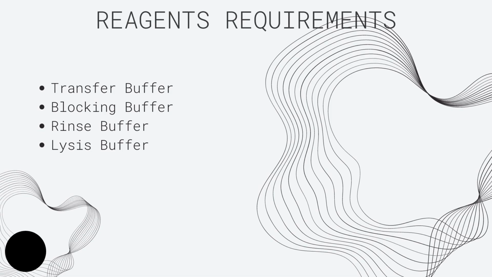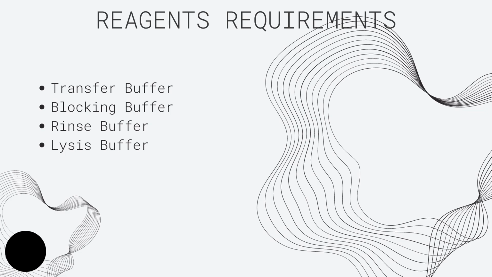The reagents required for this procedure include transfer buffer. So the transfer buffer consists of Tris HCl, glycine, and 10% methanol. Transfer buffer is used for the transfer of proteins to the membrane. In this, the 10% methanol used is a fixative.